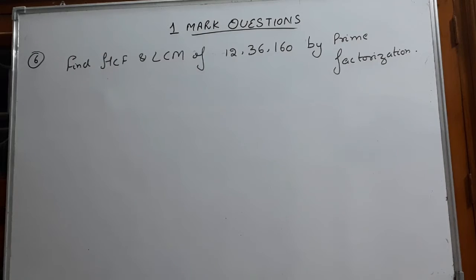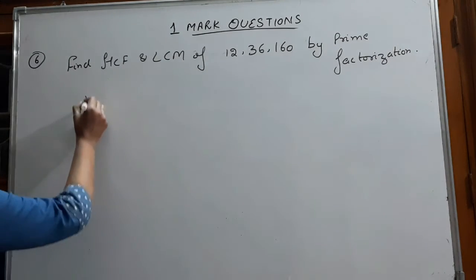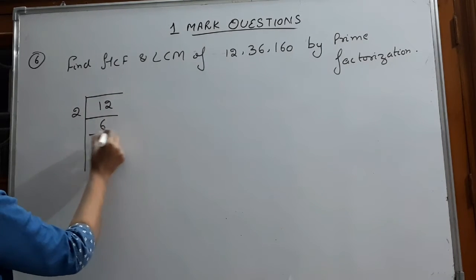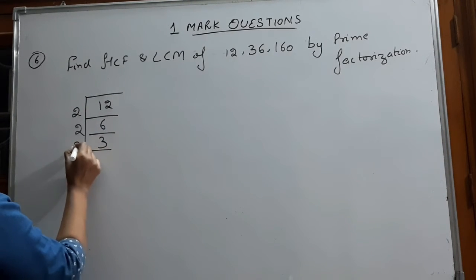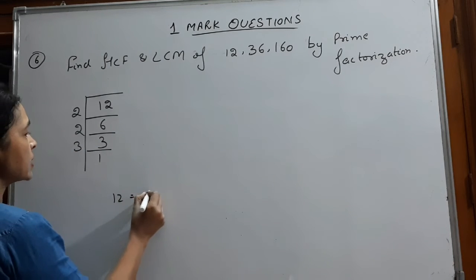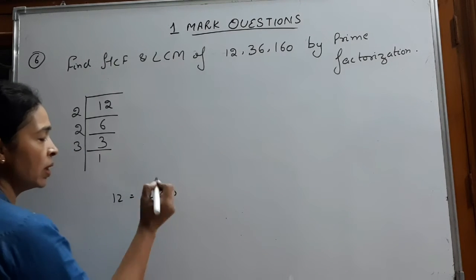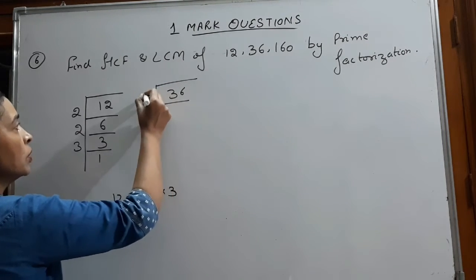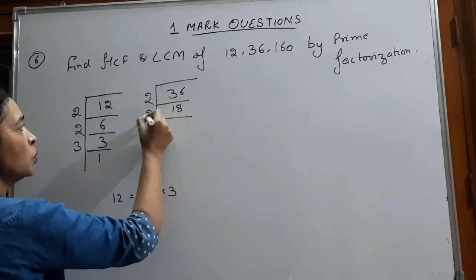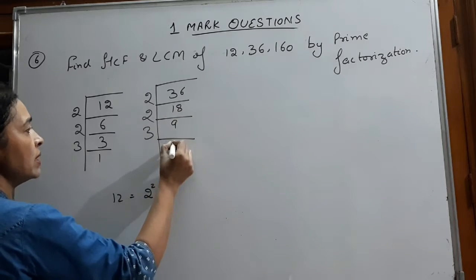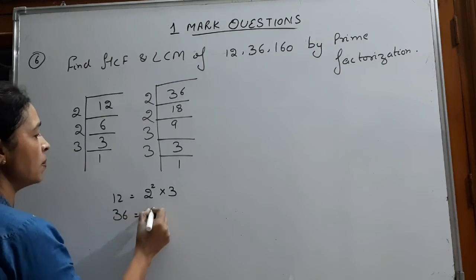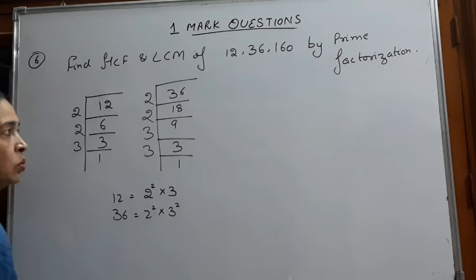Find HCF and LCM of 12, 36 and 160 by prime factorization. First step, find the prime factors of these numbers. 2 6s are 12, 2 3s are 6, 3 1s are 3. 12 can be written as 2 power 2 into 3. Next is 36. 2 18s are, 2 9s are, 3 3s are and 3 1s are. 36 can be written as 2 power 2 into 3 power 2.